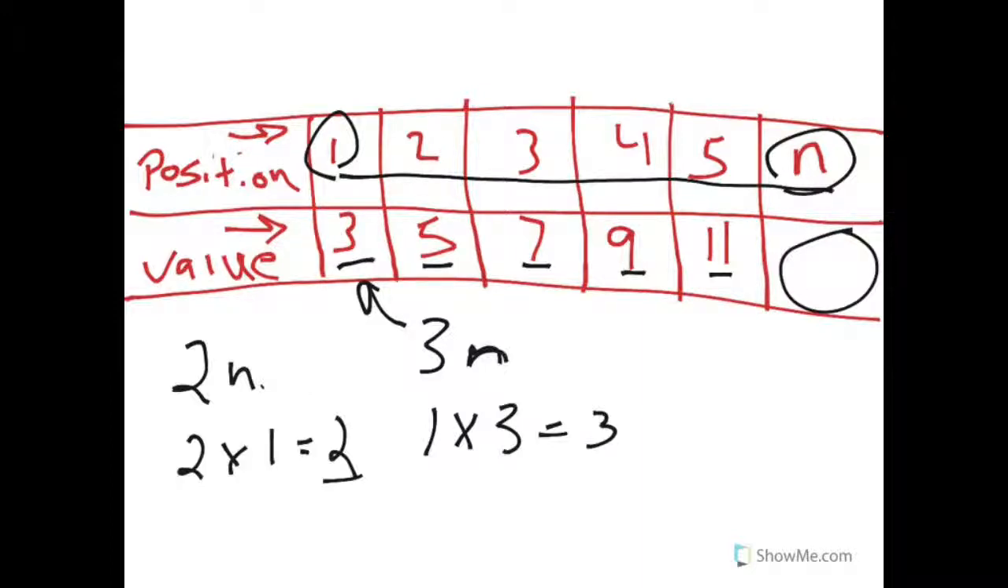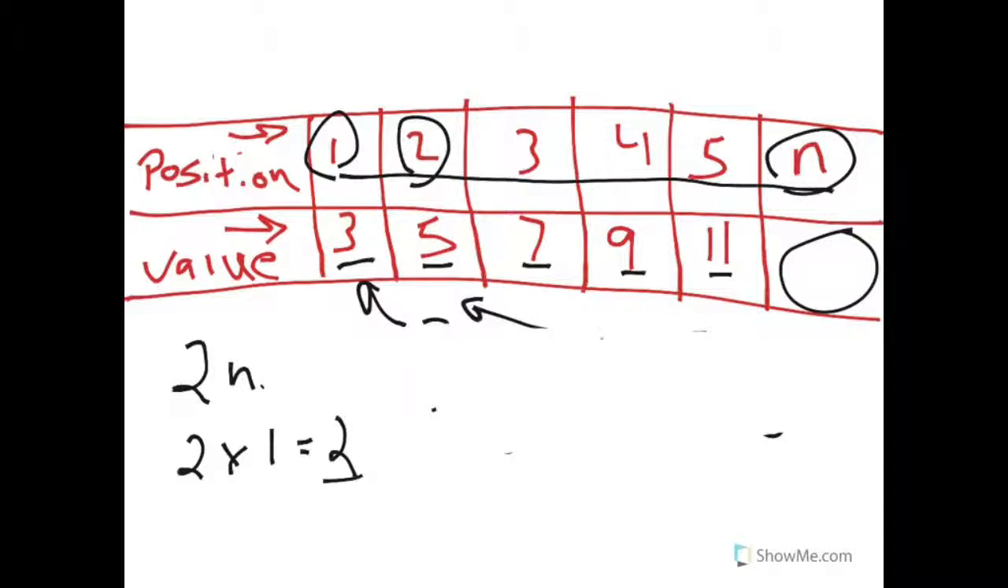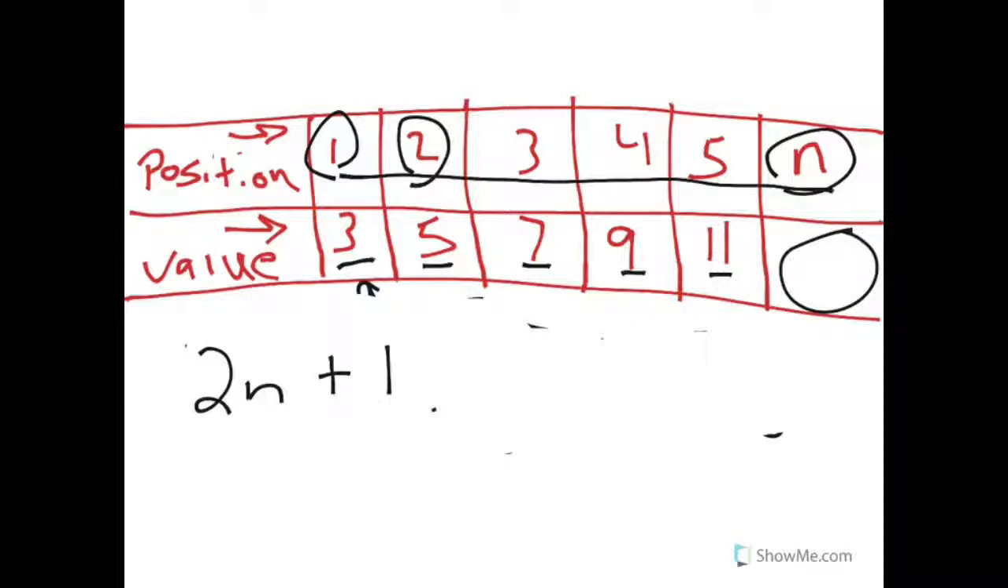Let's try our second position. 3 times 2, I'm putting in the 2 for the n. That gives us 6. That doesn't work. It doesn't work for 5. Okay? So obviously 2n is too low. Doesn't work. 3n, too high. Okay? Let's try this. Let's try 2n plus 1.